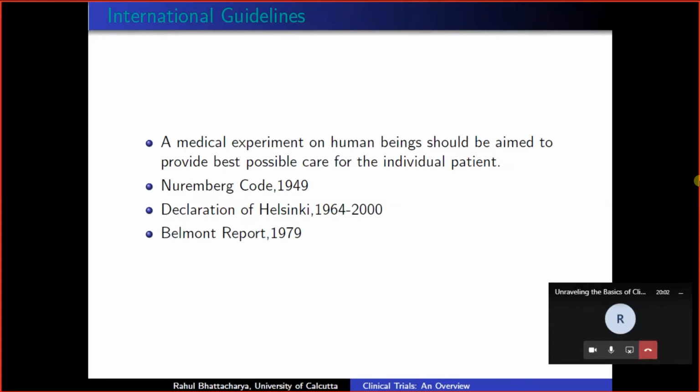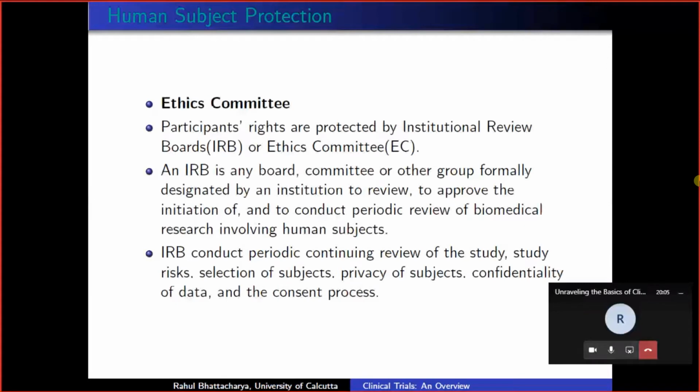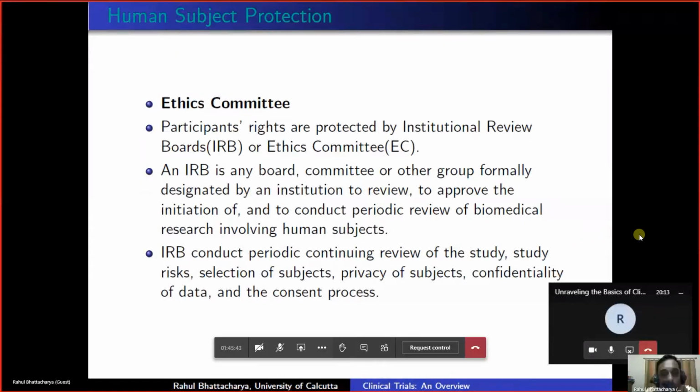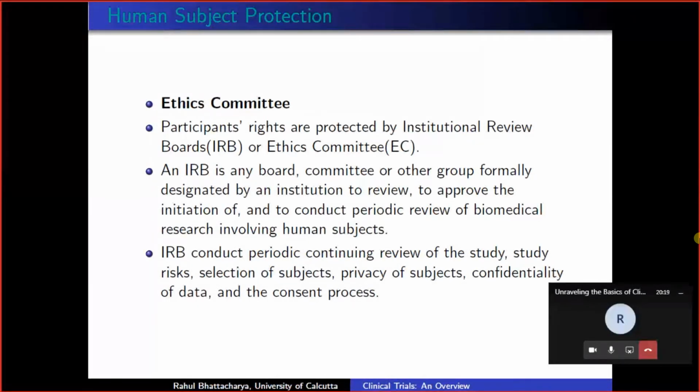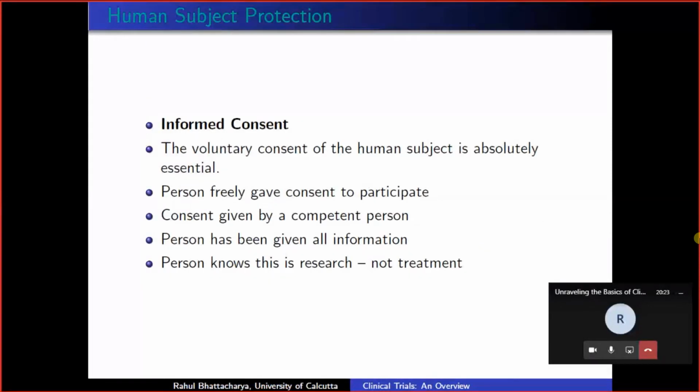So these are some common procedures, to check whether your trial is maintaining ethics or not. So this is the ethics committee. Then comes informed consent. That is, whenever you include subjects, whether they are giving voluntary consent, whether they are giving their informed consent.